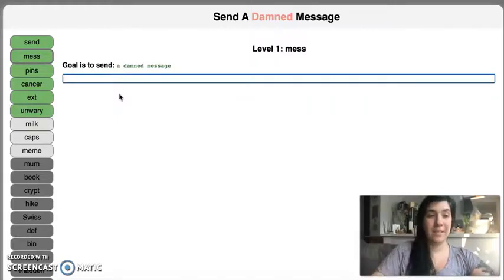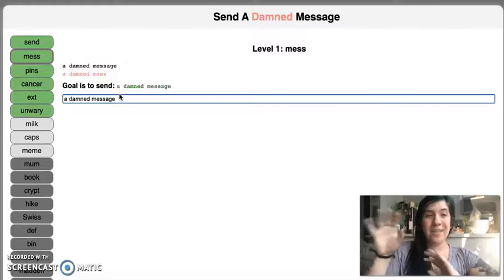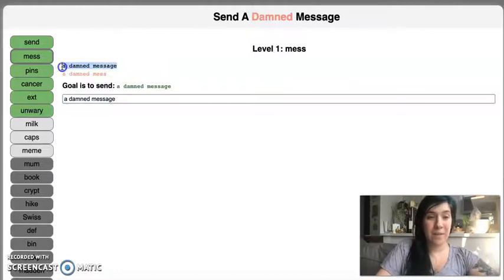So in the next one it says, my goal is to send a damned message. When I type in a damned message and hit enter, you're going to see that what I typed is not what came out. My input was in black, my output was in red. And you might notice that there's a difference between these. It's missing the A, the G, and the E. So already I'm forming some algorithm rules for that first box I'm filling out, that it's cutting off letters.